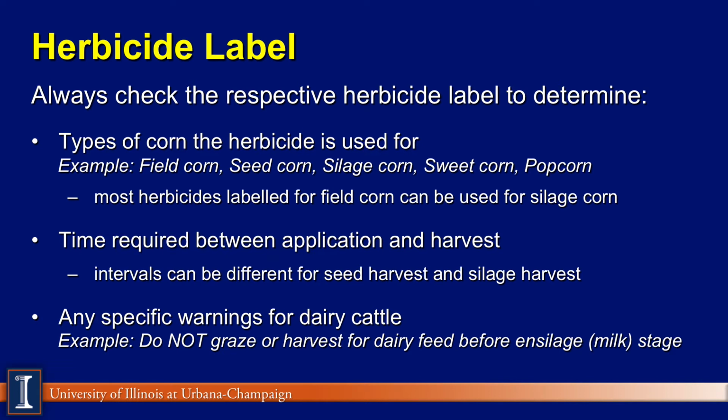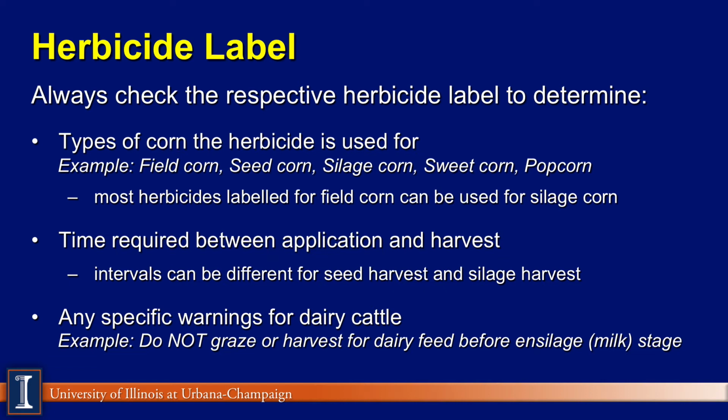Number one, of course, what is the type of corn the herbicide can be used in? For example, most corn herbicides that are labeled for field corn can also be used in seed corn and silage corn, but not all herbicides that are labeled for use in field corn could be applied to things like either sweet corn or popcorn. We also need to check the label to determine if there's a time required or specified on the label between when it's applied and when the corn crop can be harvested.